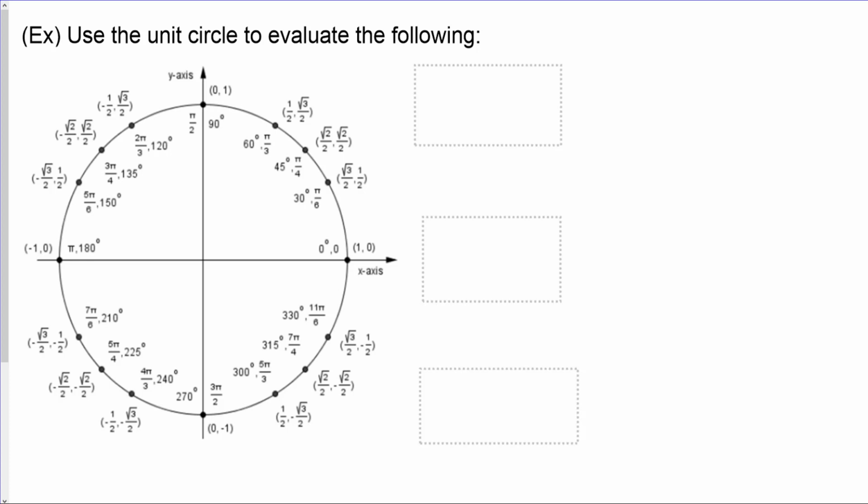Now, since we know how the unit circle is set up, let's take a look at how it can be used to come up with values. So for instance, let's use the unit circle to evaluate the sine of 3 pi over 4.